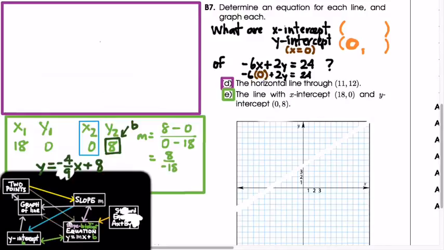So substituting a 0 in for x in this equation, negative 6x plus 2y equals 24, negative 6 times 0 then goes away, which is always nice, because it becomes 0. And it gives me an equation 2y equals 24, which how do I solve that for y? How do I get that y by itself? Divide by 2.